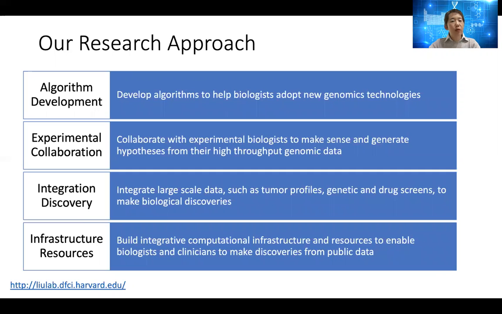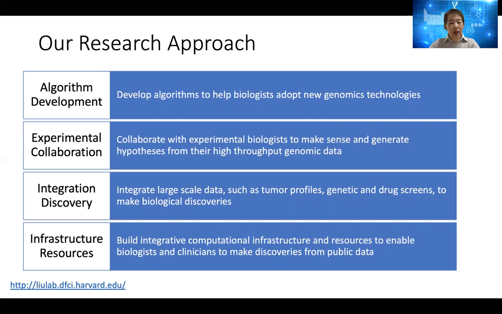Over the years, we use the following research approach. When there is a new genomic technique developed, we try to develop the algorithm to help biologists adopt these new genomic techniques. We also collaborate with experimental biologists who are using these techniques to make sense and generate hypotheses from their high-throughput genomic data. We help these techniques to become widely adopted by the community, and when there are many such data generated, we try to integrate large-scale data from these techniques and use tumor profiles, genetic and drug screens to make biological discoveries ourselves.